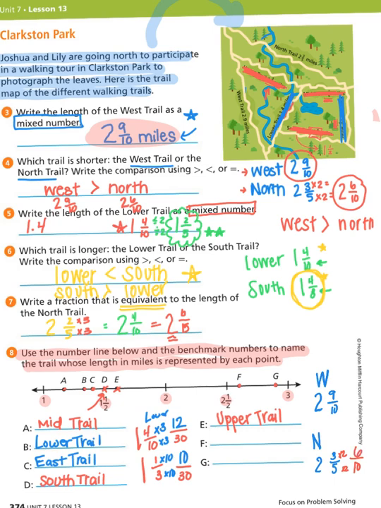Okay, it looks like the west trail is longer. So G would be the west trail. And F would be the north trail.